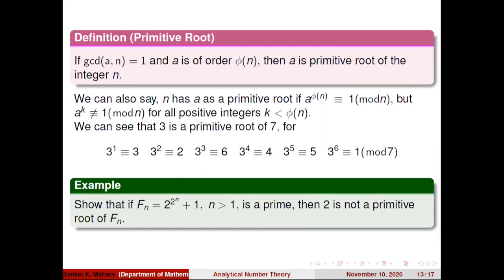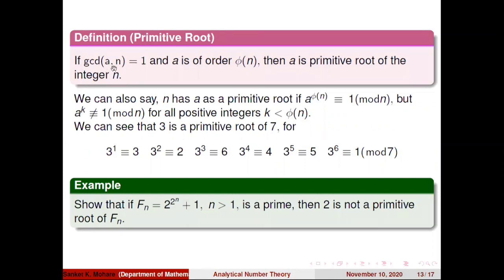Now come to the next, primitive root. Okay, so this is an important topic. Let's have the definition. If GCD of a comma n equals 1 and a is of order phi n, this phi n is what? Euler's function. Phi n means what? It gives the total number of those integers which are relatively prime to n, and which are not exceeding n, means less than n. Okay. So if a has order phi n, then a is said to be a primitive root of the integer n.